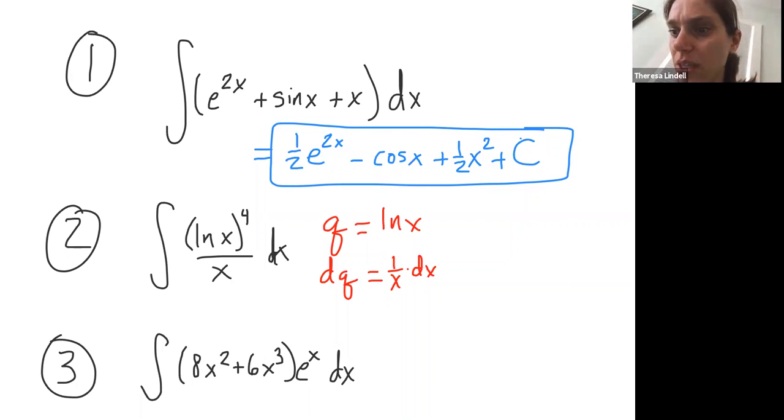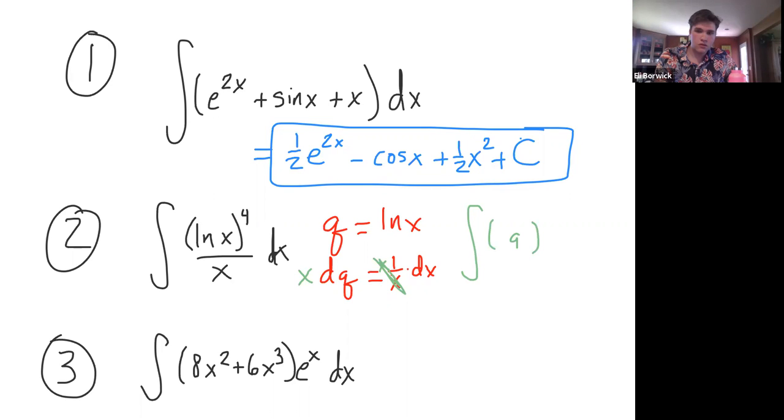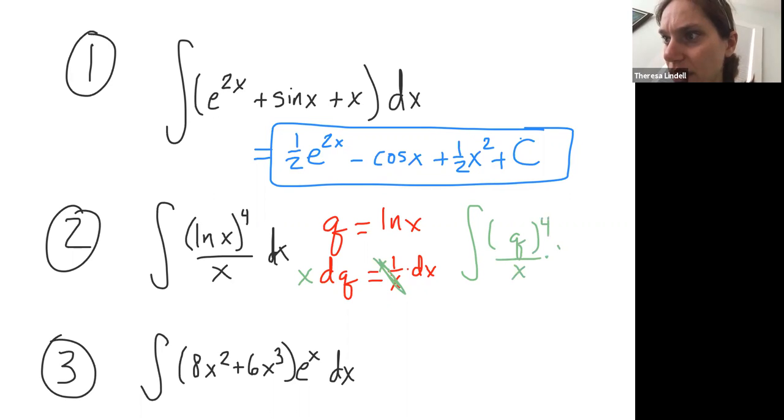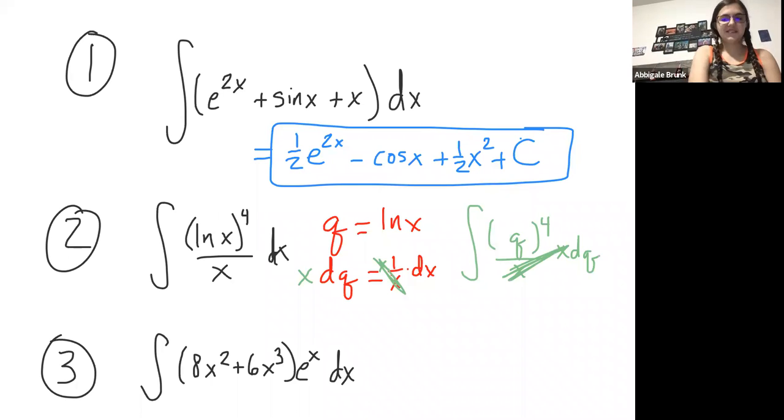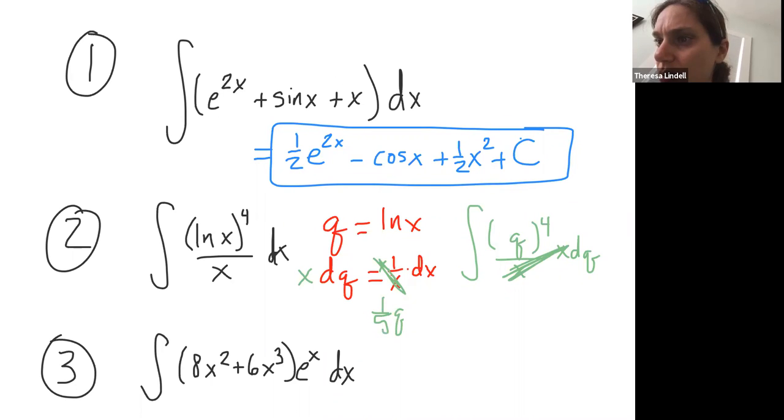And then I'm just going to multiply by x to get the dx by itself. So then this problem turns into Q to the fourth over x times x dq, but then the x's go away. So this actually, man, I feel like I've done a lot of them with 1/5. Oh, well, sorry. Yeah. Because isn't this 1/5 Q to the fifth plus c? So final answer would be 1/5 ln x to the fifth plus c.